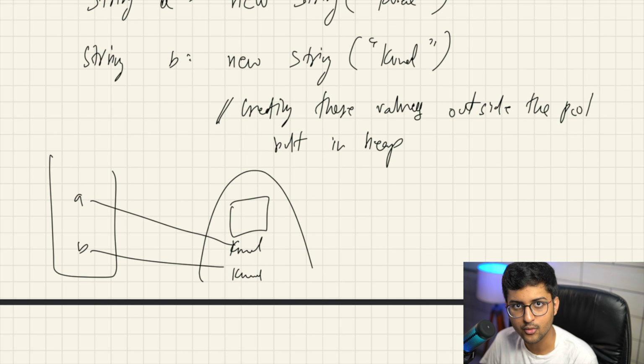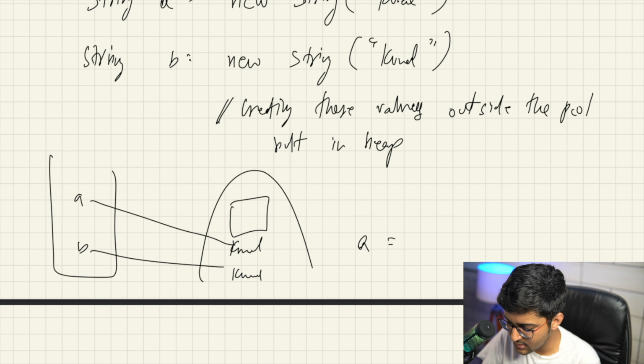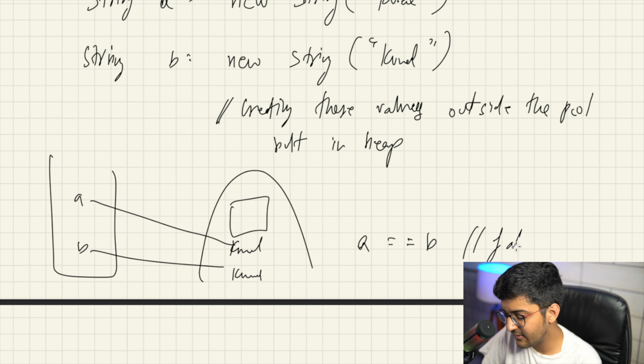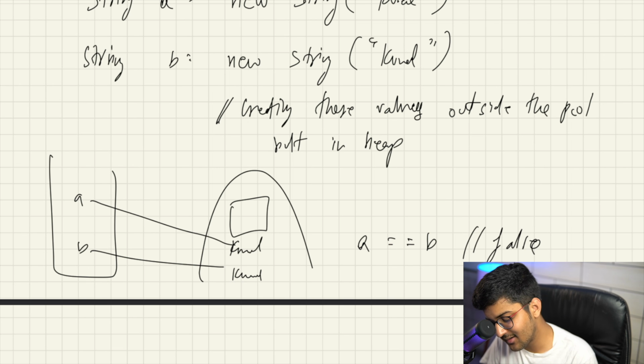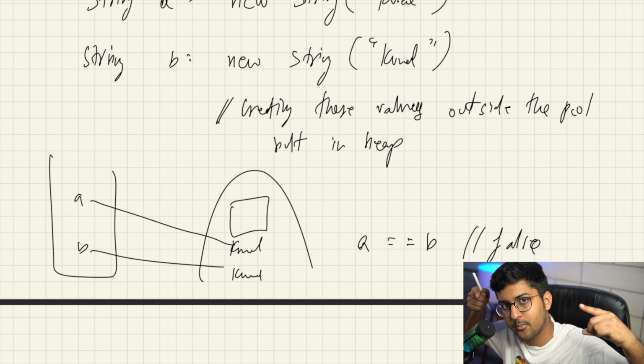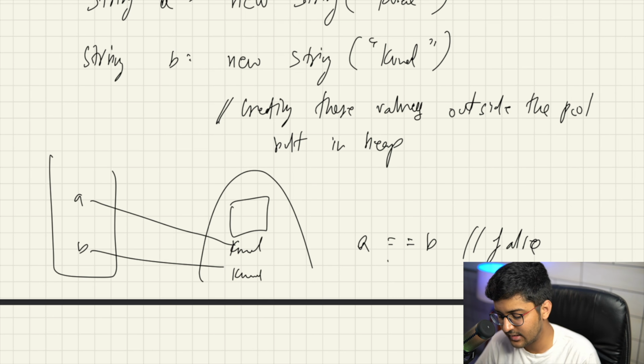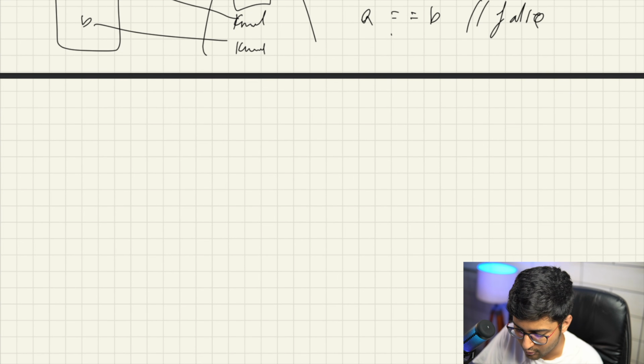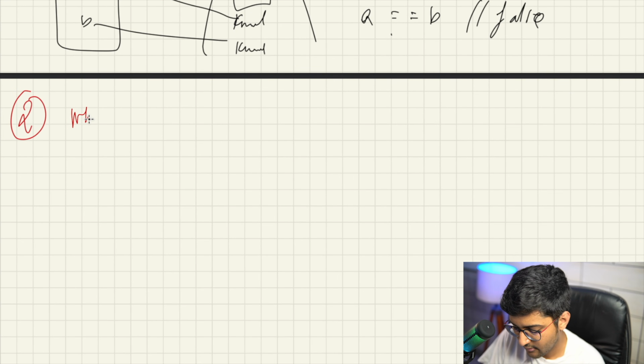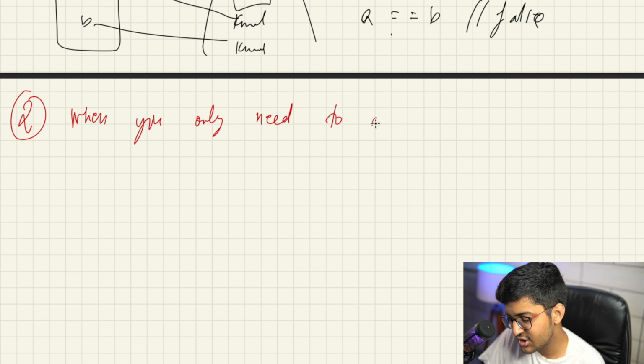outside of string pool. Now if you do A is equal to B, it will give me false. Even though the values are same, these two A and B are not pointing to the same object. In that case, it will give false. So when you only need to check value, use the dot equals method.